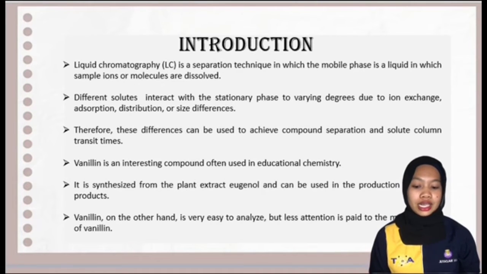Next is vanillin. Vanillin is an interesting compound often used in educational chemistry. It is synthesized from the plant's extract eugenol and can be used in the production of various products. Vanillin, on the other hand, is very easy to analyze but less attention is paid to the measurement of vanillin. This time, vanillin is measured in commercial vanilla essence without pre-treatment using RP-HPLC and CE equipment. The results of several studies showing the accuracy of the RP-HPLC and CE separation techniques are shown.